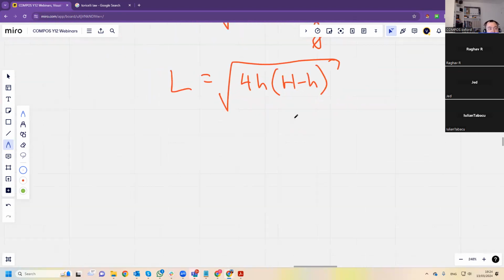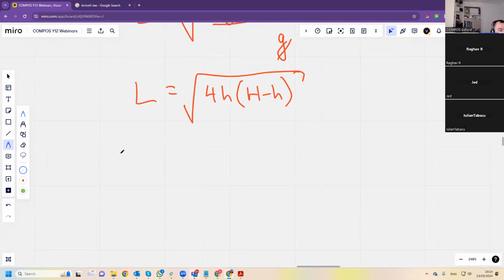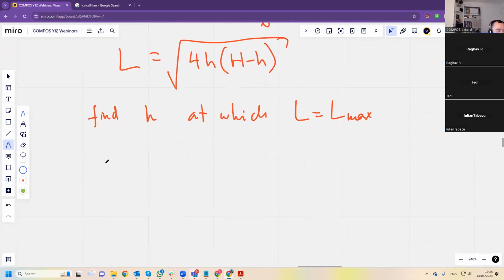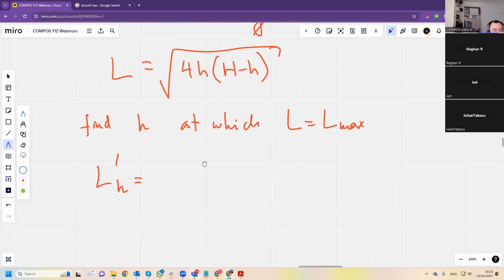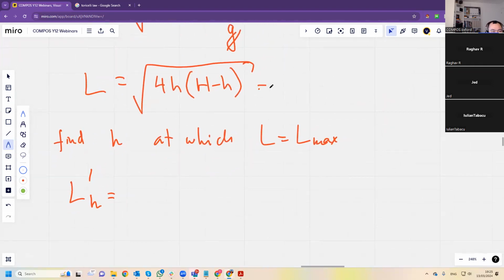So how would we find the h at which L is L max? Differentiate, of course. We need to find the derivative of L with respect to h. So how do we do that? Well, let's open the brackets. It's going to be 4h minus 4h squared, to the power 1/2.